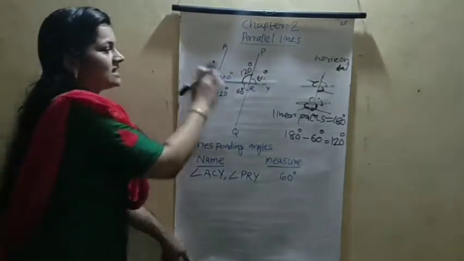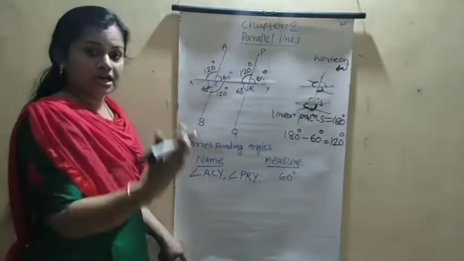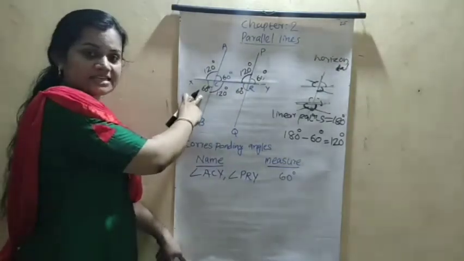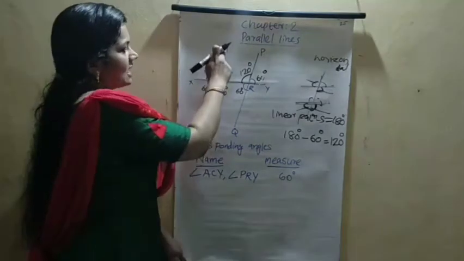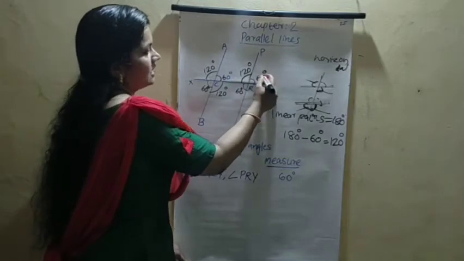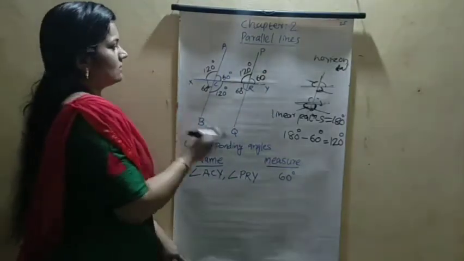Understand how to find the measurements? First of all, only 60 is given. We already know that opposite angles are equal, so we can write 60 here. Then angle ACY and PRY are 60 degrees. These are corresponding angles. So we find the 120.